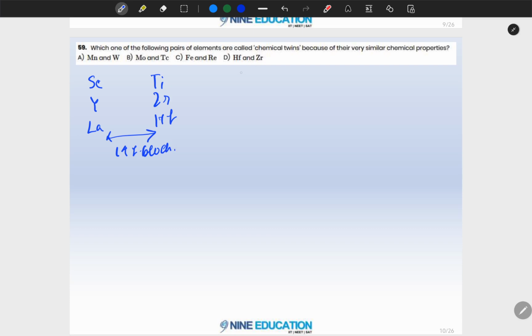Now chemical properties will be the same if the ionic potentials and electronegativities of the elements are equal. So if the ionic potential of hafnium matches with the ionic potential of zirconium, and if the electronegativity of hafnium matches with the electronegativity of zirconium, then only we can say that their chemical properties will be the same. Ionic potential determines the covalent nature, and electronegativity determines the ionic nature.